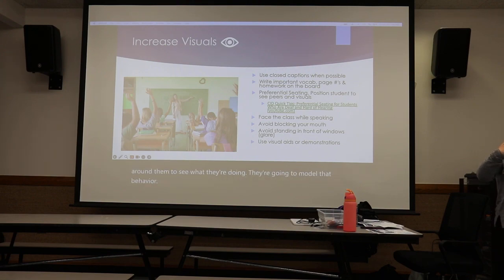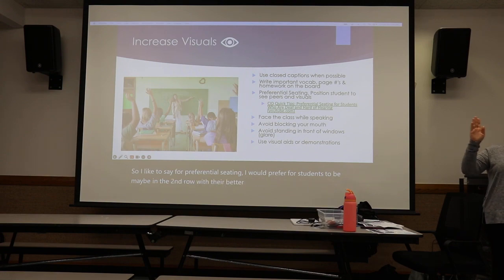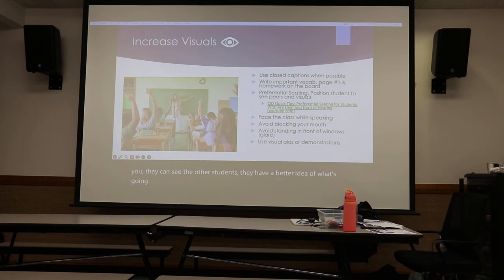So I like to say for preferential seating, I would prefer for students to be maybe in the second row with their better hearing ear still towards the teacher if they have an asymmetric hearing loss. But that way they can see you, they can see the other students, they have a better idea of what's going on in the class around them. And I think this video just does a really nice job of explaining that.